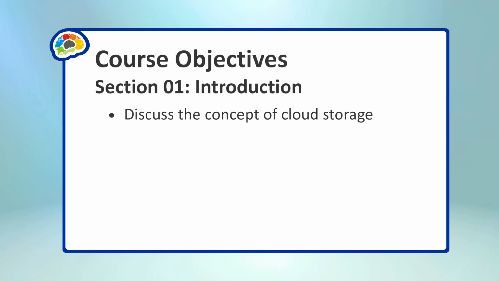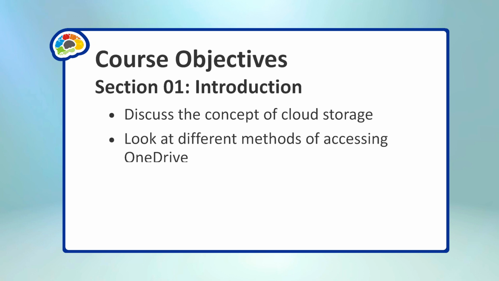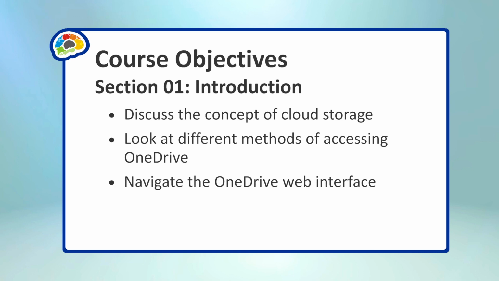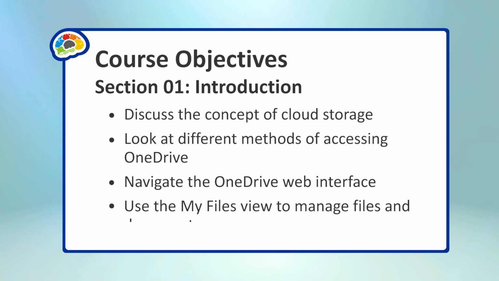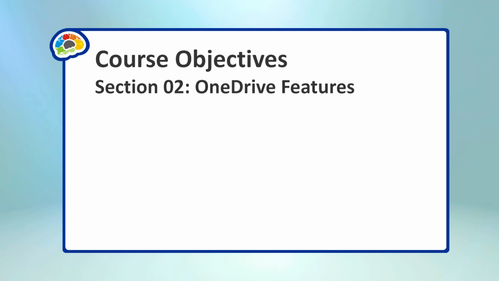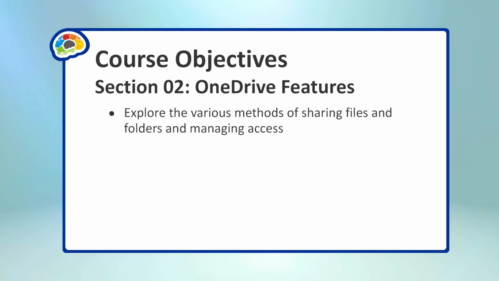We'll start by discussing the concept of cloud storage and how OneDrive differs from other cloud storage options. Next, we'll look at different methods of accessing OneDrive and navigating the OneDrive web interface. From there, we'll use the My Files view to manage our files and documents. In our next section, we'll explore the various methods of sharing files and folders and managing access.